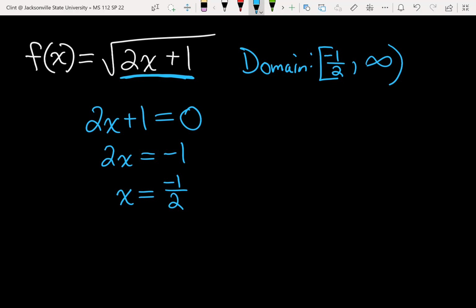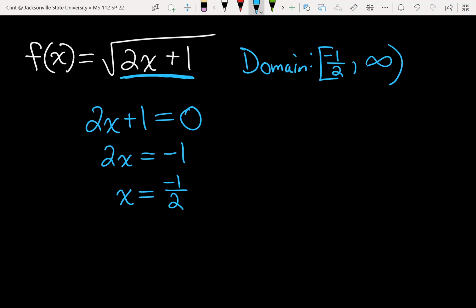So I subtracted 1 from both sides, and then I divided both sides by 2. Yeah. So over here, 2 over 2 cancels, and you have negative 1 over 2. You can be more technical than that, but that's gonna pretty much do the job for us, figuring out the domain when we have a square root involved.